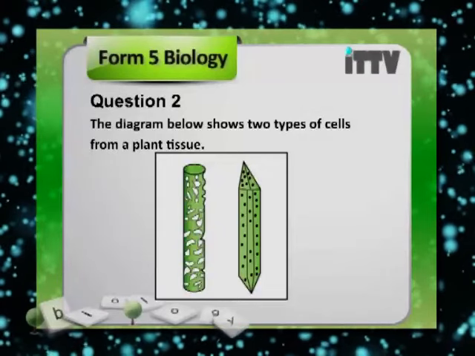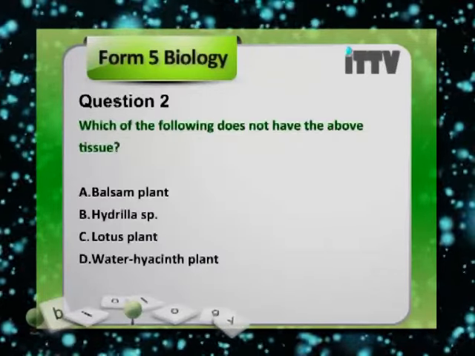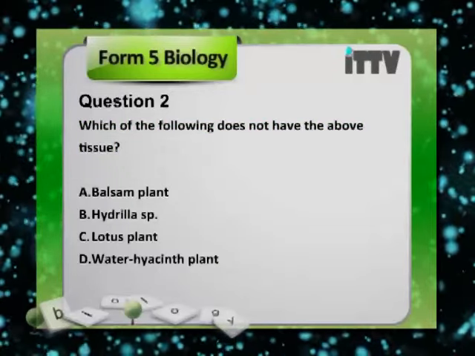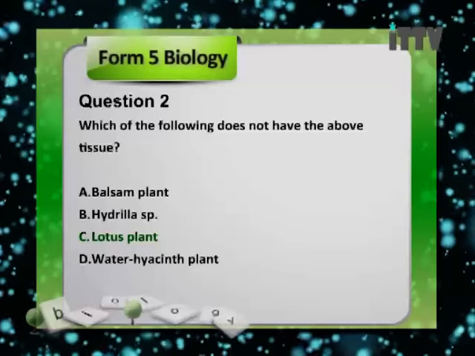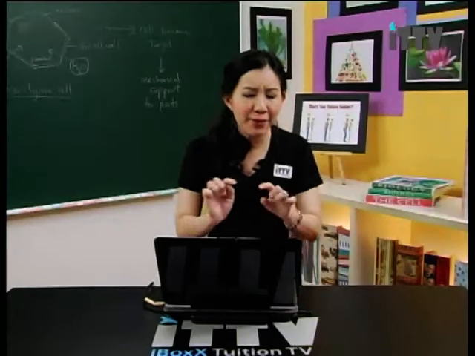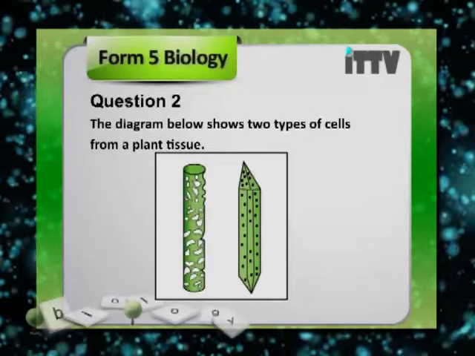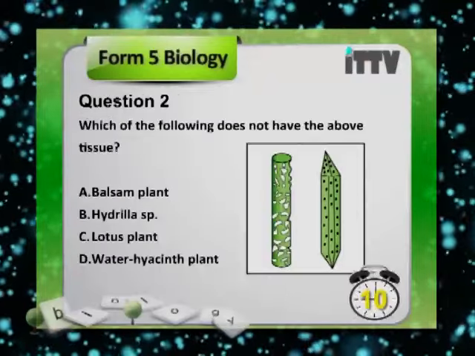Moving on, the diagram below shows two types of cells from a plant tissue. Which of the following does not have the above tissue? A. Balsam plant, B. Hydrilla, C. Lotus, D. Water-Hyacinth plant. Now look carefully at the diagram. Firstly, you must try to think, what are these two cells? And slowly think about it.